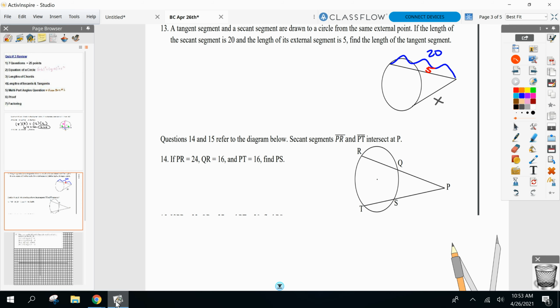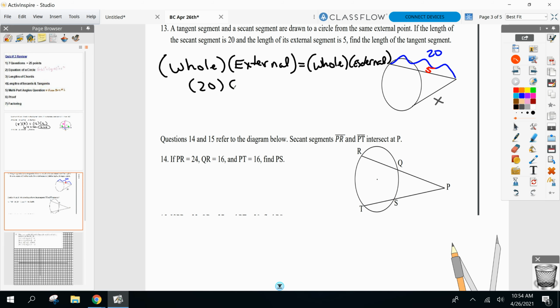Ready? Whole times external. Oh, yeah. Right, yep. That's why we're reviewing it. Whole times external. This is for secants and tangents only. Secant and tangent lengths, I do whole times external equals whole times external. All right, so go ahead, Kayla. Give me a whole secant length. 20 times 5. Yep. Equals x squared. Tangent, whole, and external are the same values, so x and x. And now we're on our way. 100 equals x squared. X equals 10.